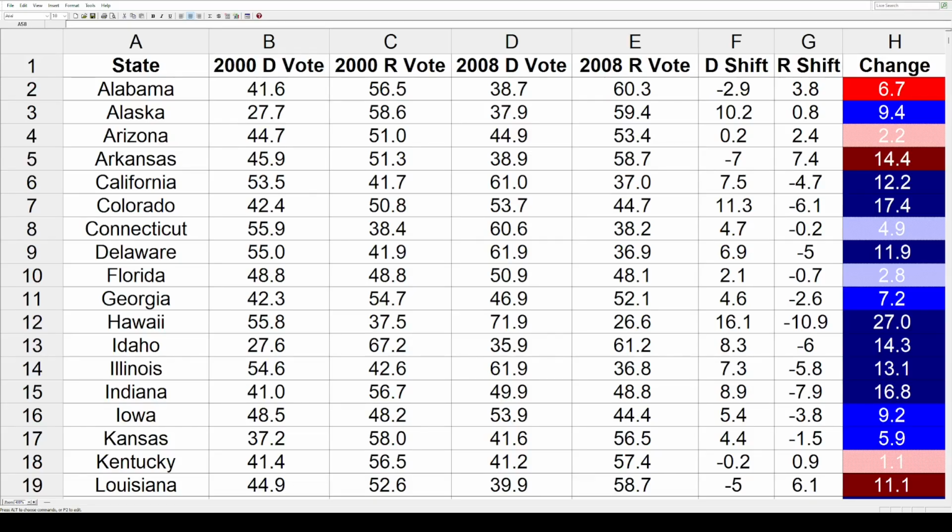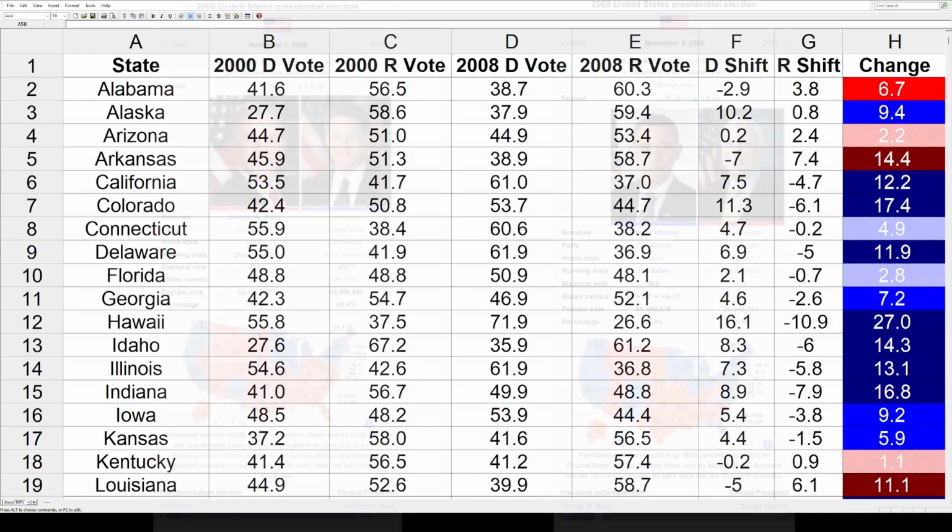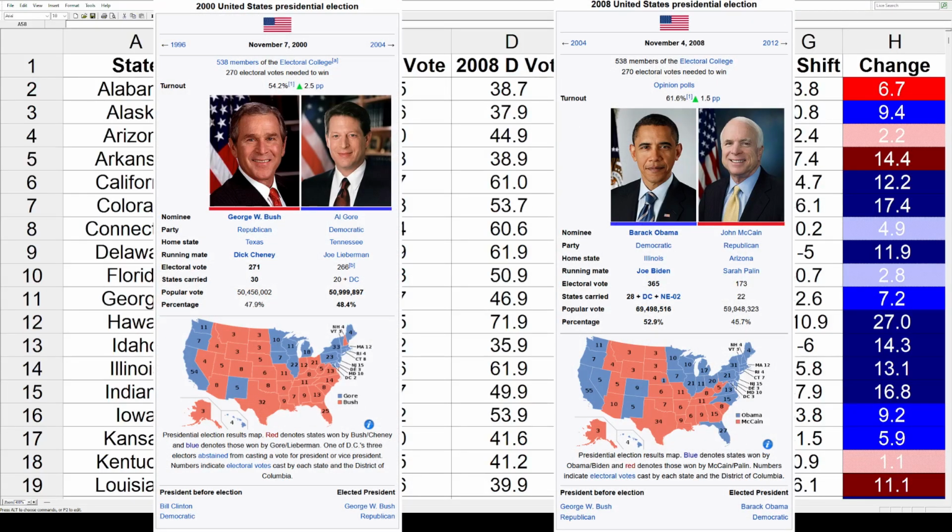But if you need a quick refresher on these two elections, let's go through it. In 2000, George W. Bush won that election with 271 electoral votes and he carried 30 states. And that was good enough for 47.9% of the popular vote. The Democrat was Al Gore. He ended up with 266 electoral votes.